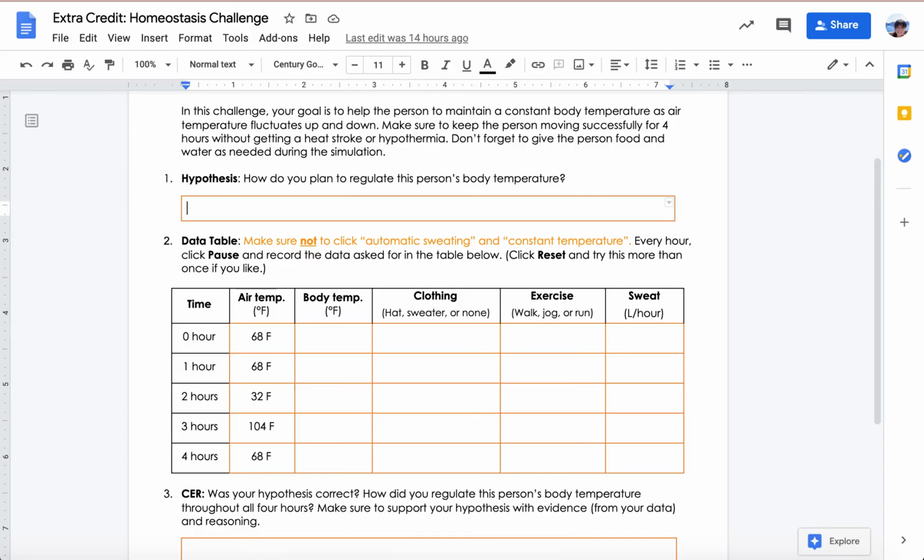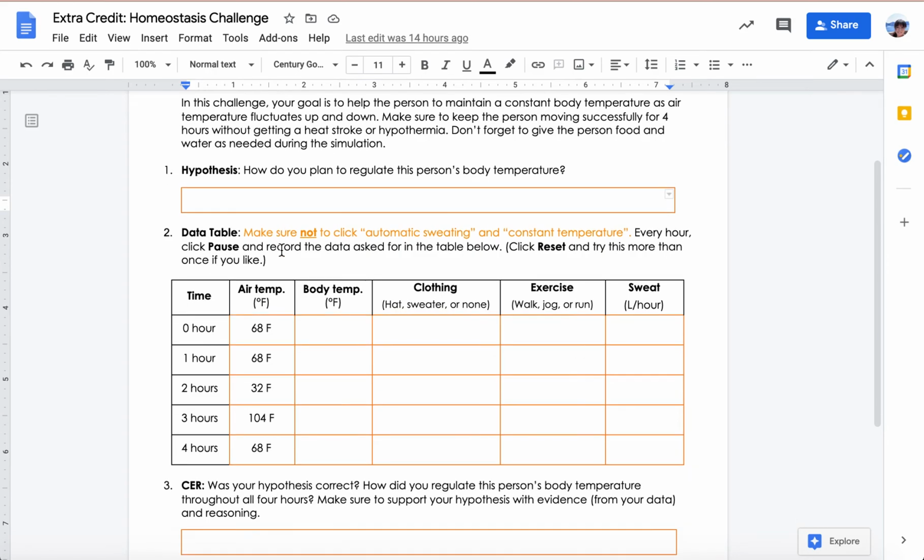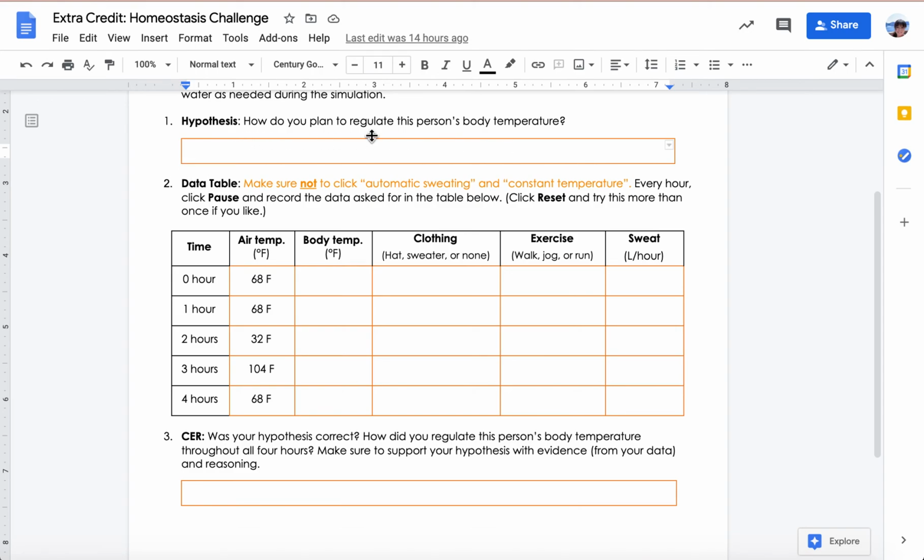Now, that is the question that I have for you. What do you think is something that we can do to help her regulate her body temperature? Make sure to write down a hypothesis. What is your plan?